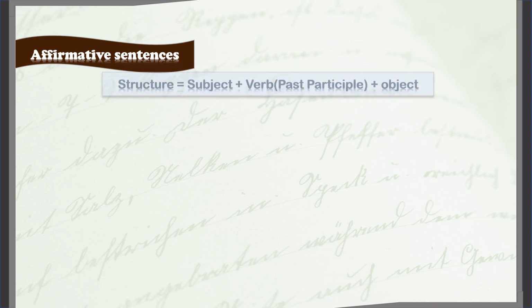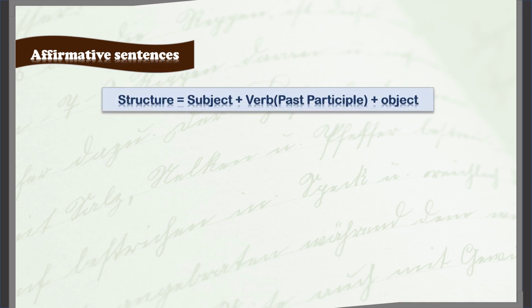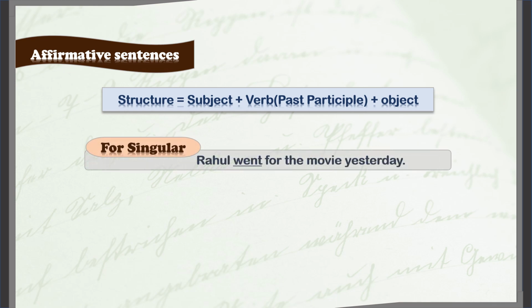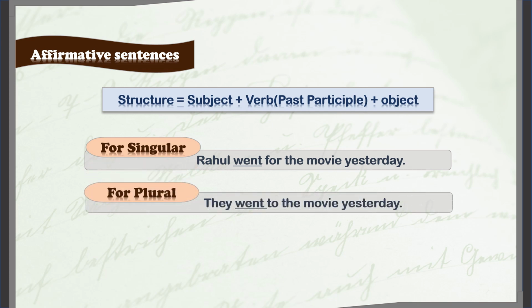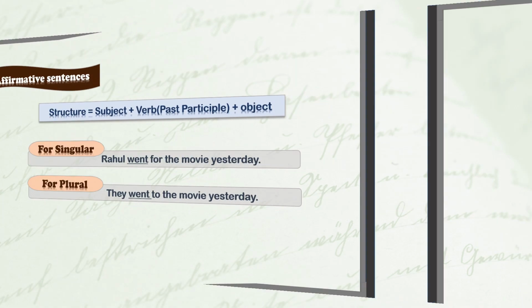Now, there are the following types of sentences. The first one is affirmative sentence. The structure for an affirmative sentence is subject plus verb in the past form plus object. For example, for singular subject, Rahul went for movie yesterday. For plural subject, they went for the movie yesterday.